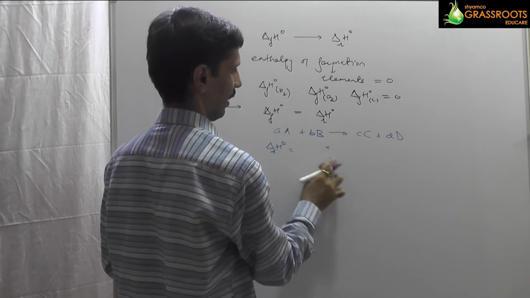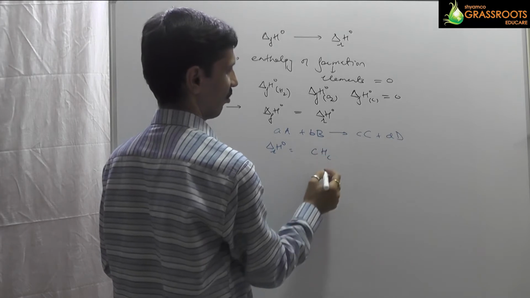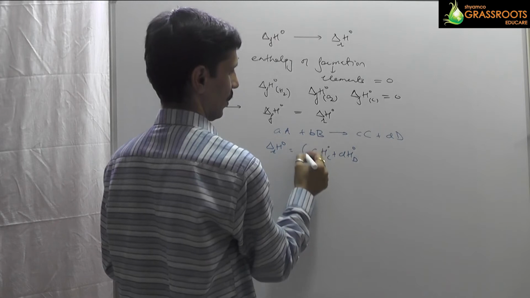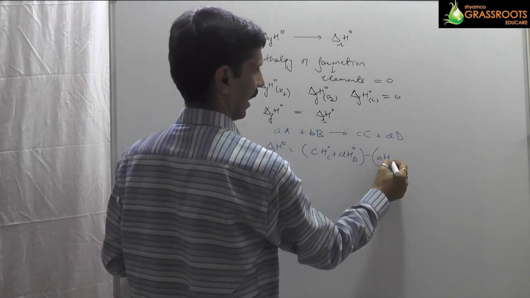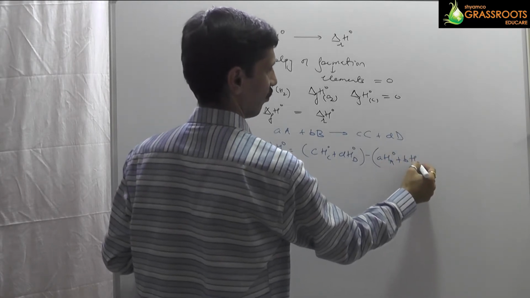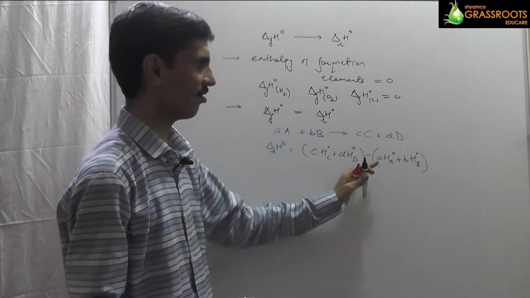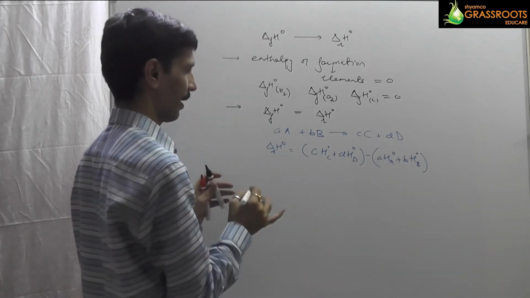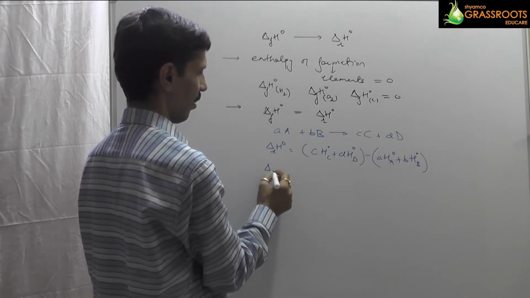I'm so sorry, we need to start with the products. So we have c of HC plus d of HD. This is standard enthalpy, minus a into HA, b of HB. Okay, so it is products minus reactants. Understood?